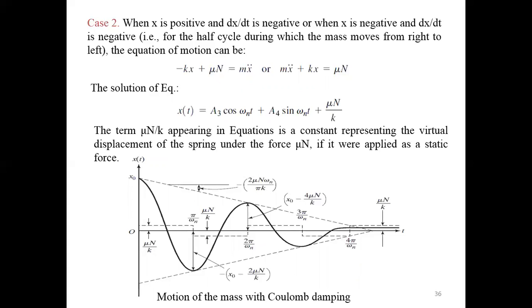The term μN by k appearing in the equation is a constant, representing the virtual displacement of the spring under the force μN if it were applied as a static force, right? If we are applying an external force that is constant, then the force produced due to friction is also constant. So the virtual displacement of the spring under the force μN is also called a static force. So μN by k is constant. Why? Because μN is constant and k, the stiffness of the spring, is also constant. So we can take μN by k as a constant value, right?